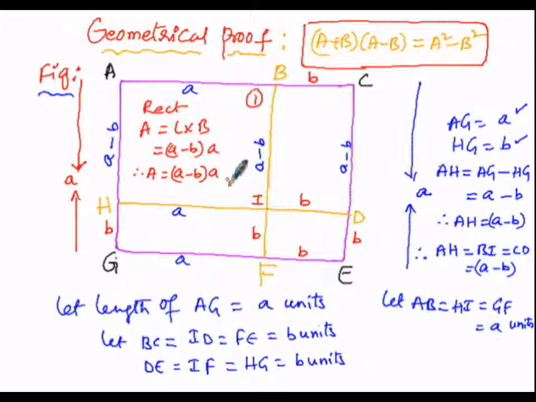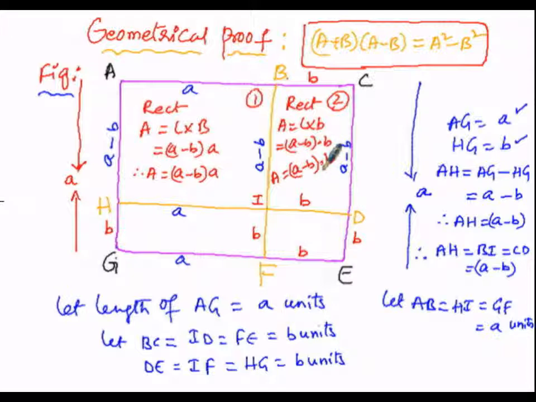Whereas in the second figure, that is BCDI or IDCB, the adjacent sides BC and BI are of lengths b and a minus b. They are unequal. This also will come under a rectangle whose area is length into breadth. Here the length is a minus b and the breadth is b. So I got the area as (a minus b) into b.